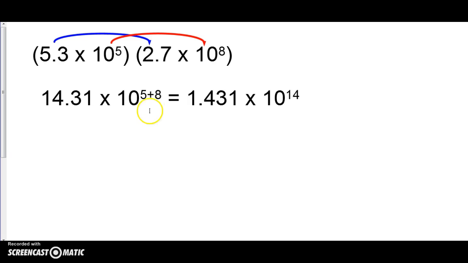But here's the part that's very important. Notice that there are two numbers to the left of the decimal place, and in scientific notation, you cannot leave it that way. So you move the decimal one more place to where it should go, but because you've added another place, you actually add one more to the exponent, and so your final answer is 1.431 times 10 to the 14th power.